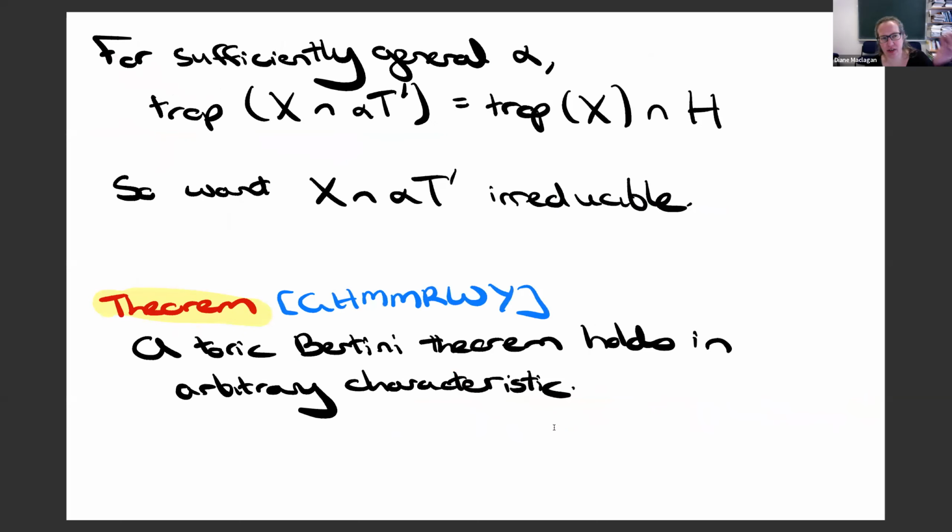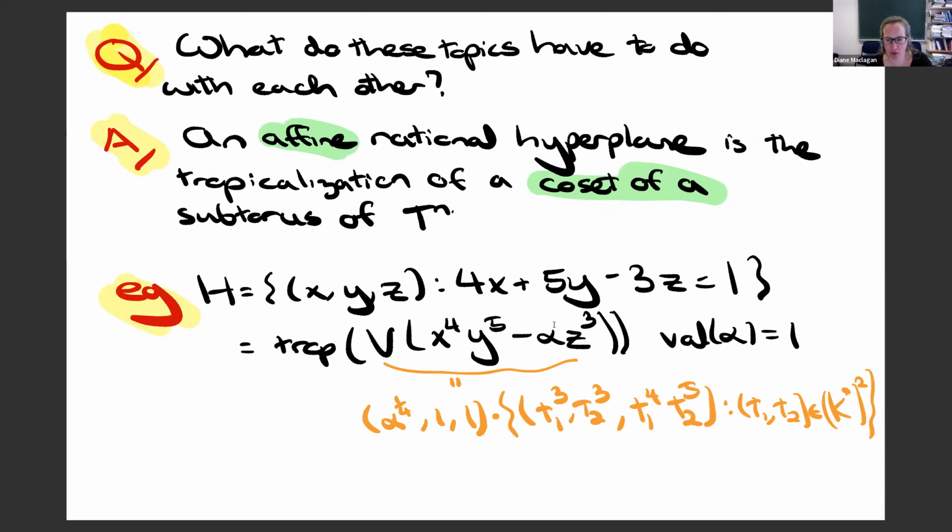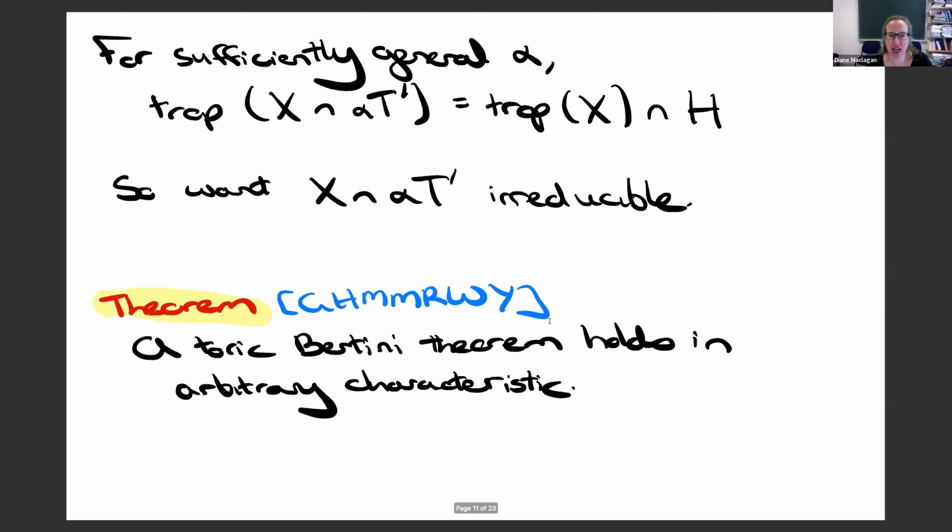So the general idea is, for sufficiently general alpha, here we have the coset alpha, the tropicalization of X intersect alpha T prime is the tropicalization of X intersect the tropicalization of alpha T prime, which was my hyperplane H. And if I want to know that this is the tropicalization of an irreducible variety, it would suffice to know that X intersect alpha T prime was the tropicalization of an irreducible variety. That's why we want a Bertini theorem for the torus.